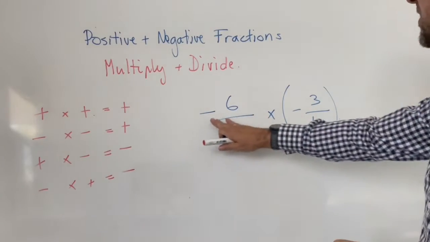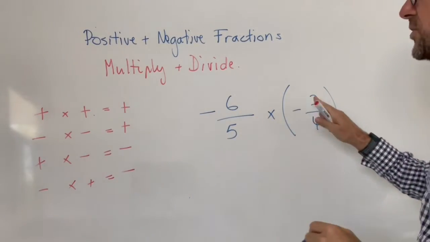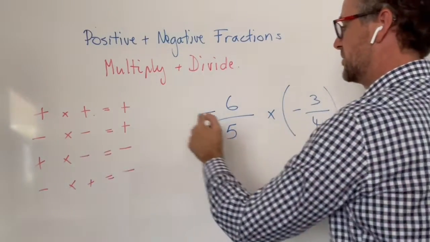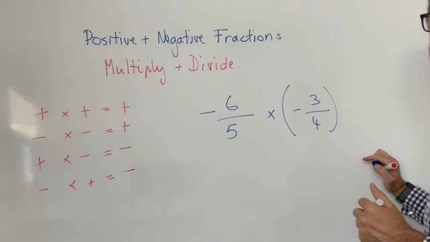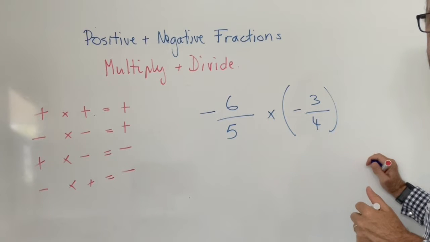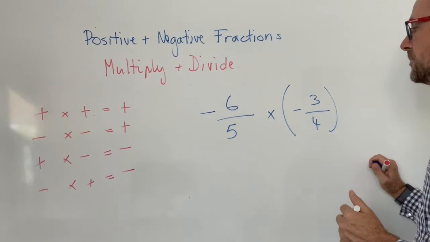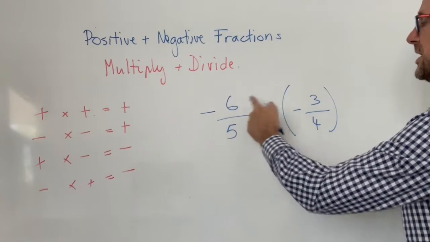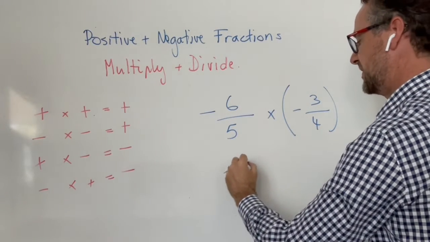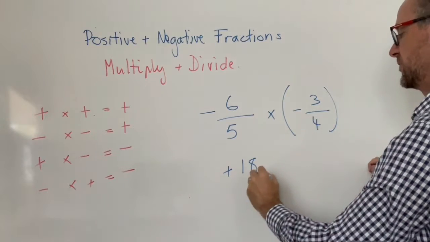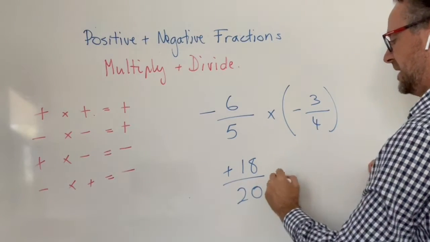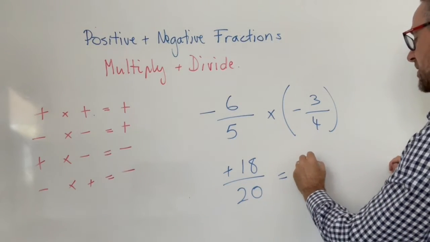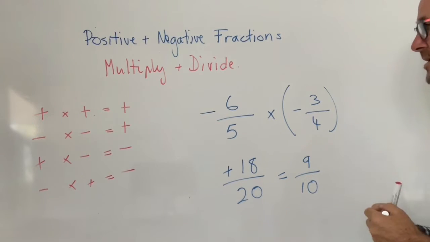Okay, so let's have a look here. So we've got -6 times -3, and we know that negative times negative is a positive. So negative times negative gives you a positive 18, and then 5 times 4 gives you 20, okay? And then we can obviously simplify that to 9 over 10.